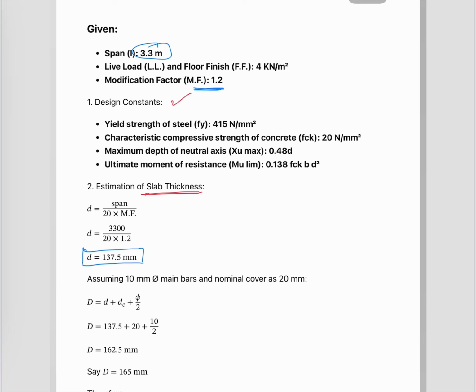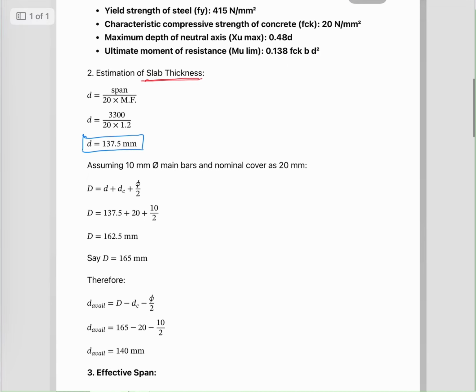Now let's assume that we are going to provide 10 diameter main bars and a nominal cover of 20 that we are considering, okay, we got the thickness. Let's understand that we are going to provide the 10 diameter of main bars and a nominal cover of 20. So to calculate, this is the effective depth. Now let's calculate the overall depth.